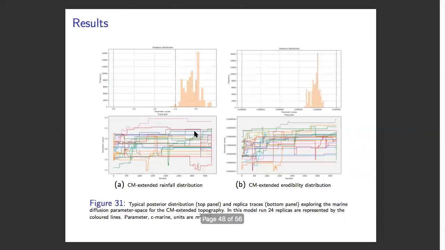Yeah, but this one is not for that problem. This is for the continental margin problem. So the same thing in here for erodibility.